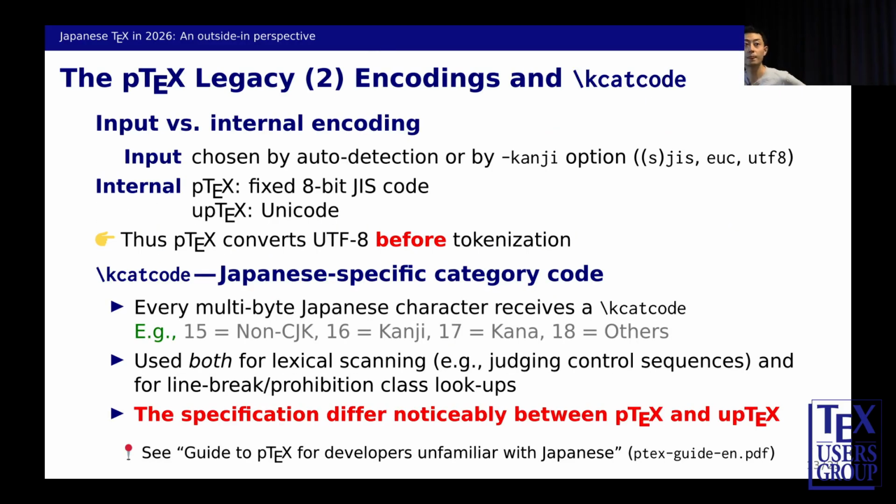Sorry? Could you please repeat? The question is, why is there only one cat code for kana instead of, for instance, one for hiragana and one for katakana? That is because for lexical scanning and line breaking prohibition class lookup, there is no difference between hiragana and katakana. We can treat them in a unified form. Okay, so there's no reason to distinguish them. Yeah. Thank you.